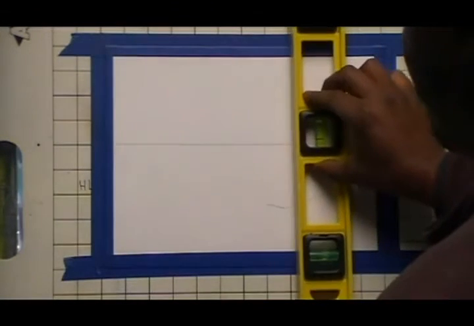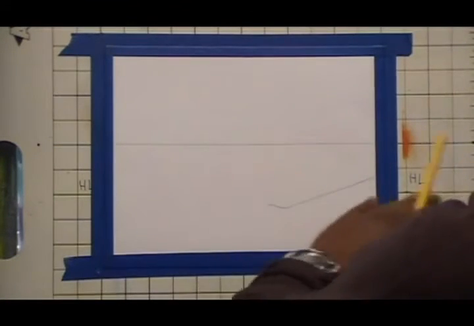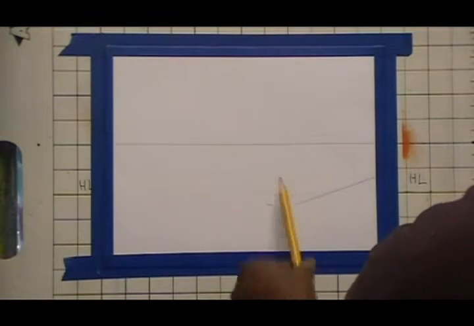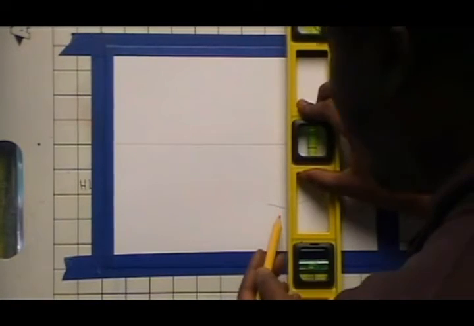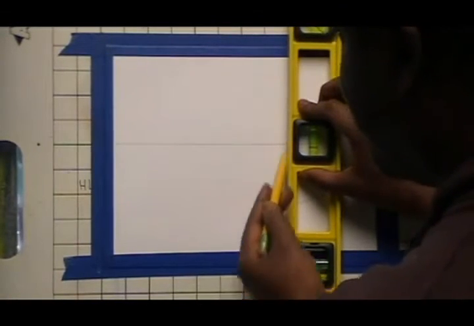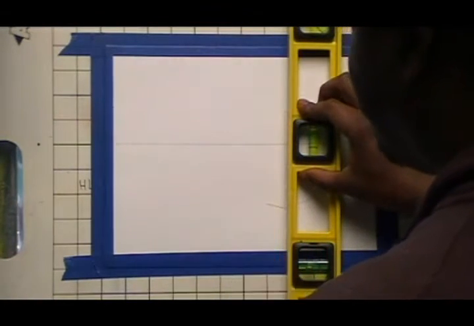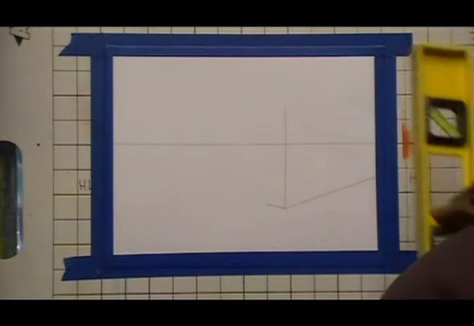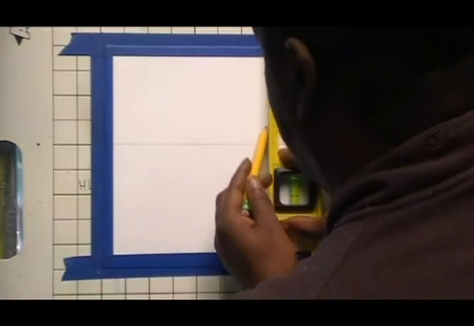Alright. Now, because my horizon line is not skewed, it's not crooked, it's not slanted in any way, your vertical lines will be at a 90-degree angle. So, hopefully my head's not in the way. Problem about being a lefty, I guess. Let's make the wall about maybe this high. Alright. So, 90-degree angle, straight up and down. Alright. Now, I'm going to just do the other one, 90-degree, light. Just a little light line.